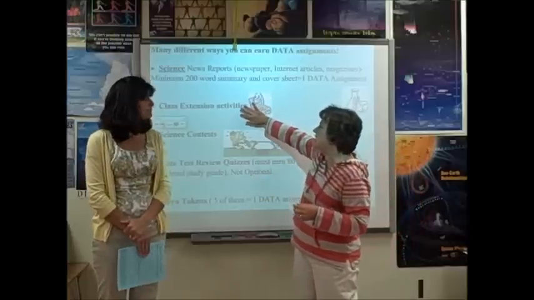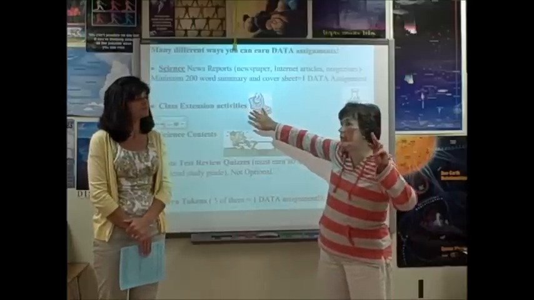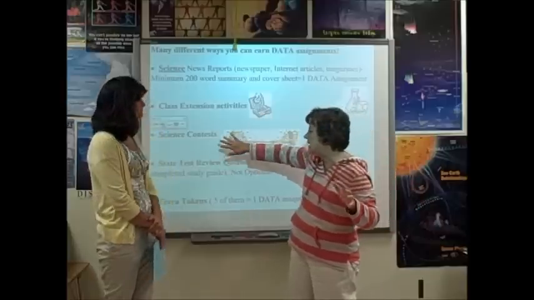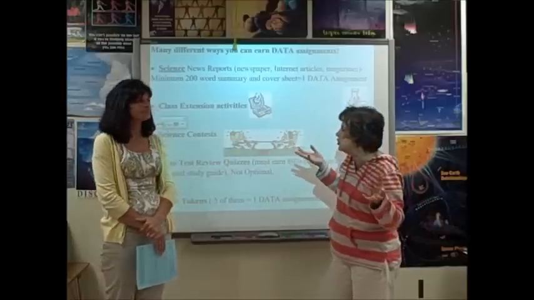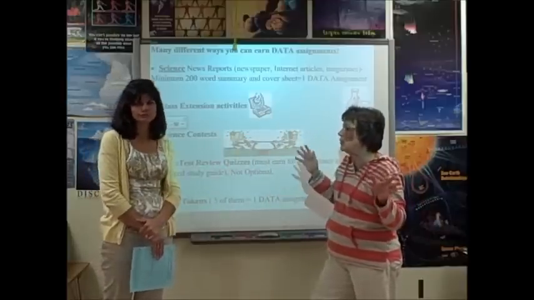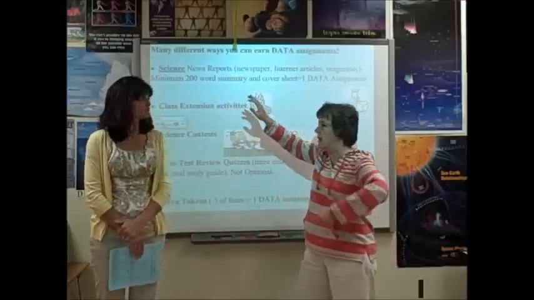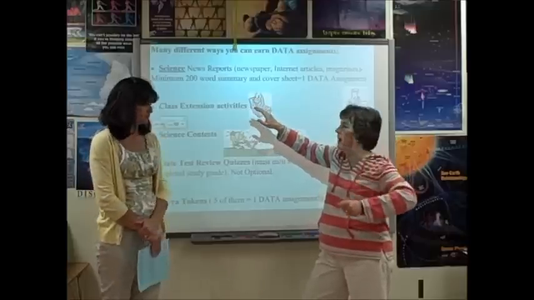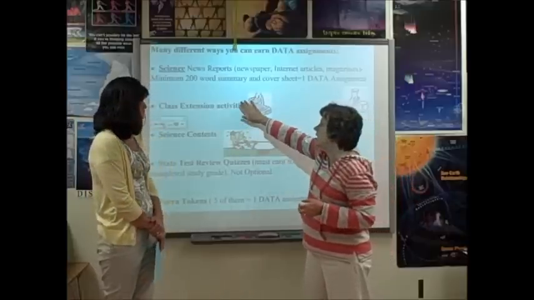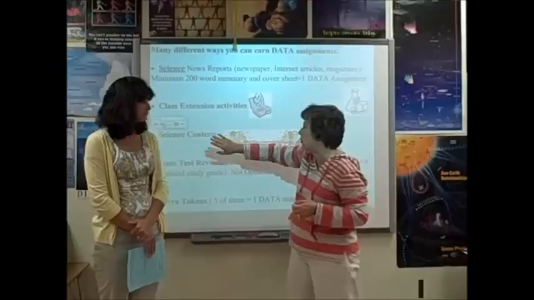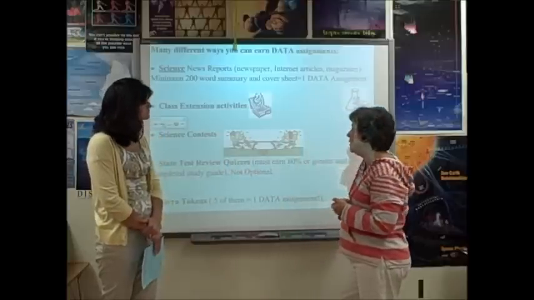So with the extension activities, we usually have maybe 2 or 3 per quarter. Science contests, I'd probably say maybe 2. Yeah, let's say 2 or 3 per quarter. But again, the Science News Report, without fail, you can do every single week one of those. Extension activities, 2 to 3 per quarter. Science contests, 2 to 3 per quarter.